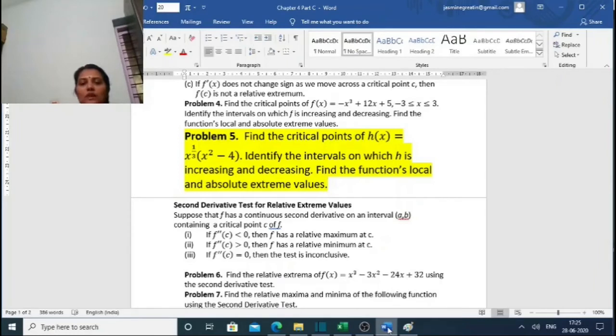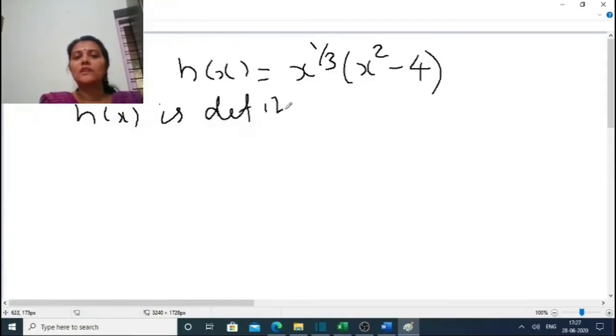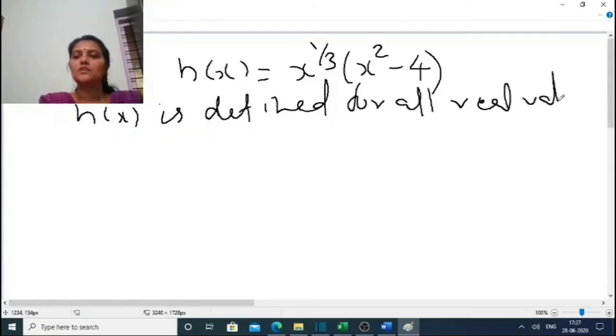Next problem, find critical points of h of x equal to x raised to 1 by 3 into x square minus 4. Identify the intervals on which h is increasing and decreasing. Find the function's local and extreme values. So the given function is h of x equal to x raised to 1 by 3 into x square minus 4, and h of x is a polynomial and is defined for all real values, continuous and differentiable everywhere.